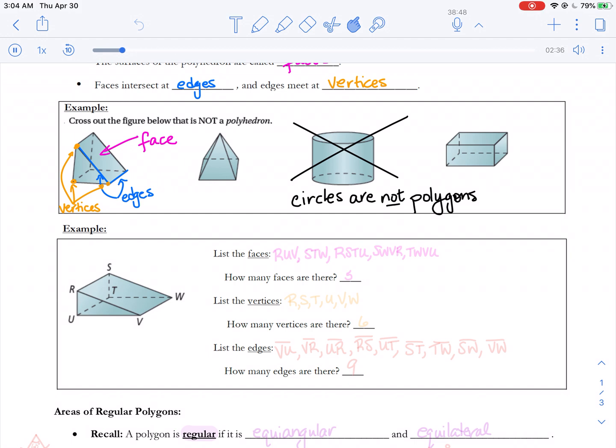Okay, so let's name them. There's 5 faces.